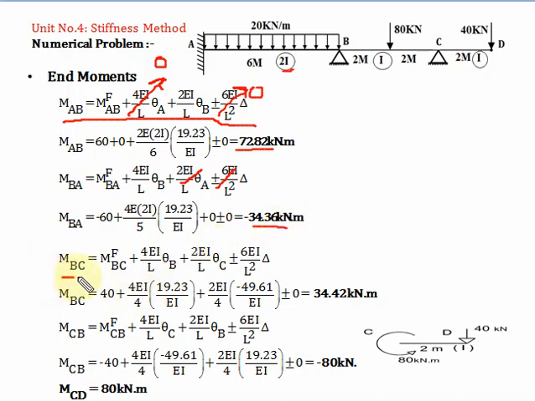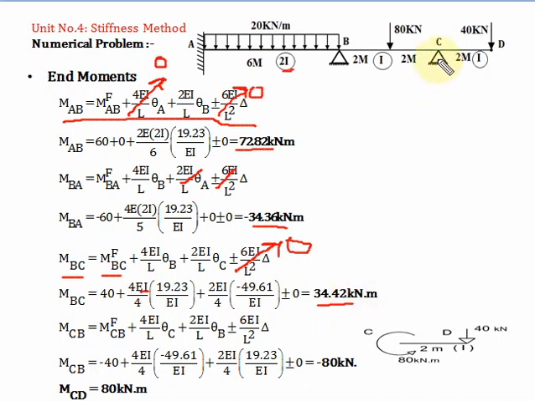Next, the moment in member BC. This is the slope and deflection equation. Here the value of 6EI upon L square delta is equal to 0. The fixed moment in member BC is 40. Here the value of theta B is 19.23 and the value of theta C is minus 49.69. The value of I for member BC is I only, so you have to write down EI. After solving this expression, we'll get the moment in member BC as 34.42 kilonewton meter.